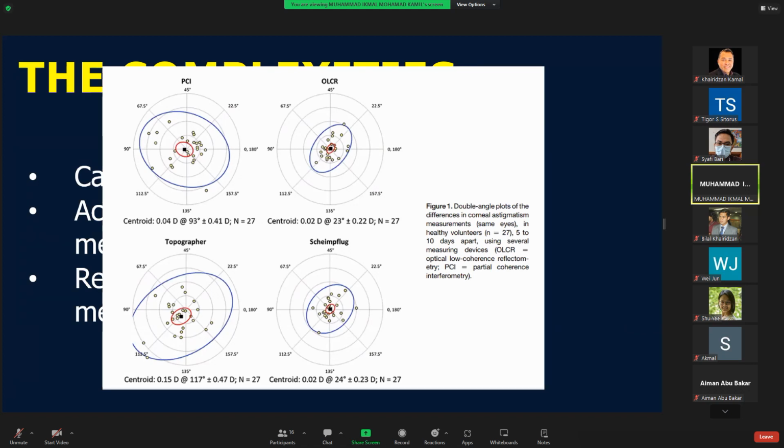So it shows that the readings differ largely between the first day and the second day. This means that there is low repeatability of the measurement by the machines, for the topographer and the Scheimpflug. Okay, this one is for the topographer, and the second one is from the Scheimpflug machine.